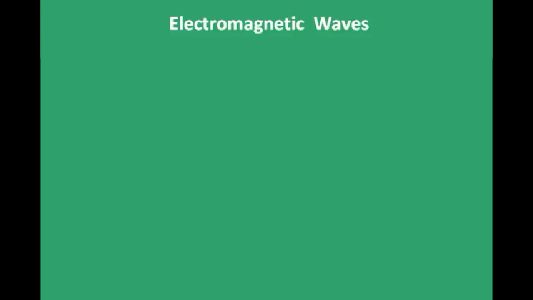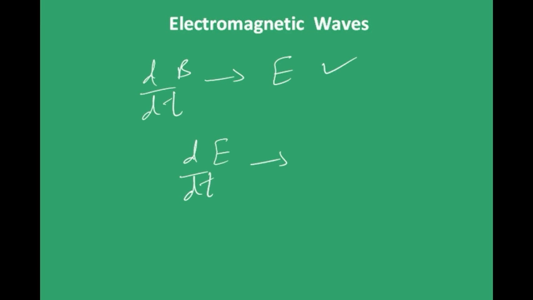Hi friends, our next topic is electromagnetic waves. You know that a changing magnetic field can give rise to an electric field, right? Now the question is, is the converse possible? I mean, can a changing electric field give rise to a magnetic field?